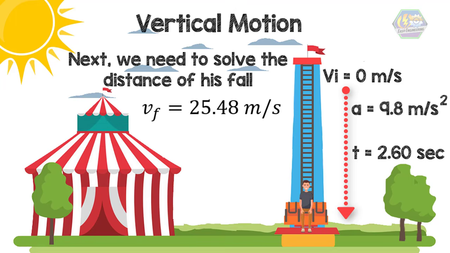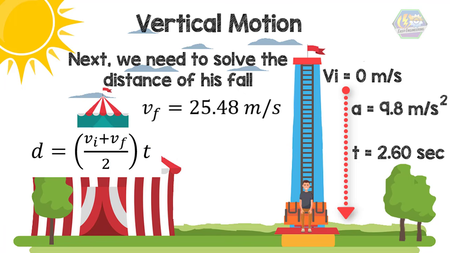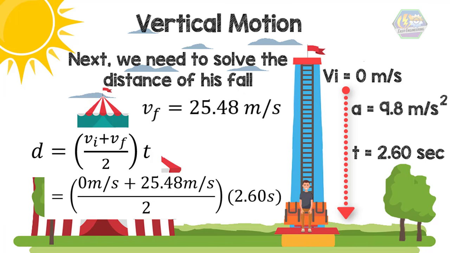Next, we need to solve for the distance of his fall. Since we now have the final velocity, we can use equation 4. We then input the known values and solve for the distance. So the distance of Cardo's fall is 33.12 meters.